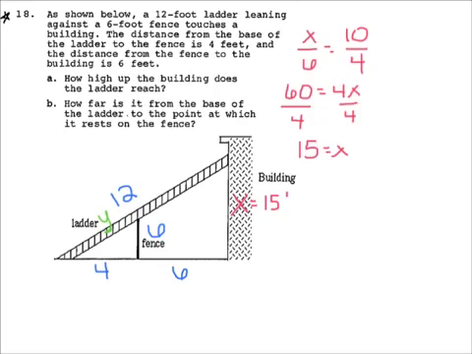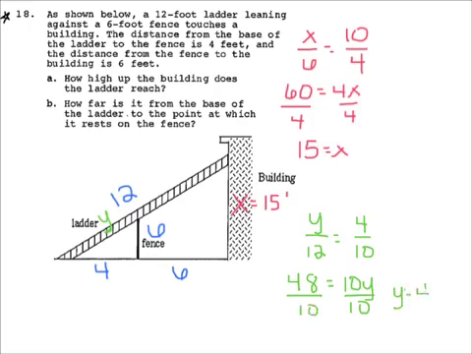So for this one, I would go y over 12, that's short side over long side, equals 4 over 10, short side over long side. Okay, cross multiply and I end up with 48 equals 10y. Divide by 10, and I get y equals 4.8.